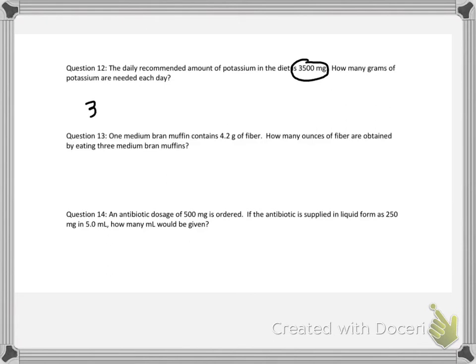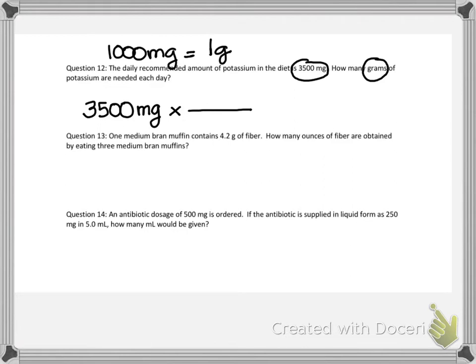Whatever you're given, that's how you're always going to start these problems. So I can tell you before I even know anything else that my problem's going to start like that. It always will start with what you're given. So I'm given 3,500 milligrams, and I see the new unit they want me to find is grams. So in order to go from milligrams to grams, I have to know the equality. So I know that there's 1,000 milligrams in 1 gram.